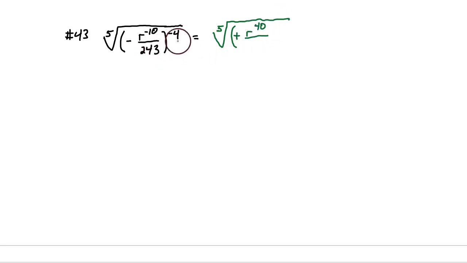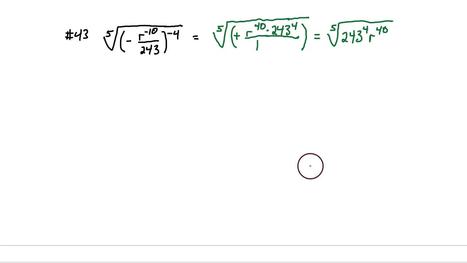And 243 raised to the negative 4 creates a reciprocal and moves the 243 up into the top with the letter R, and it now has a positive 4 power. It's not really necessary to write a positive sign, and it's not really necessary to write a 1 in the denominator. So let me rewrite this. What I'm saying is this original fifth root radical is equivalent to this one here.